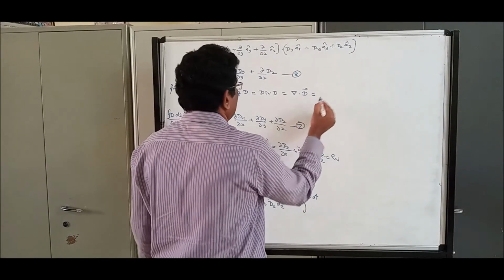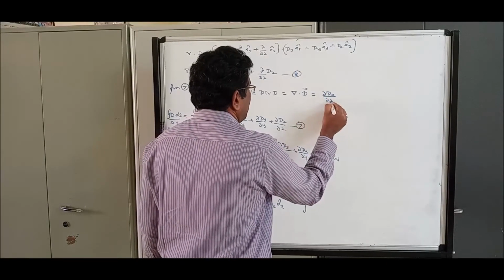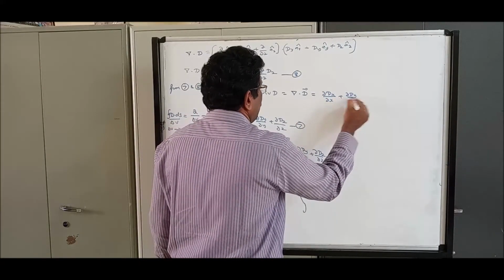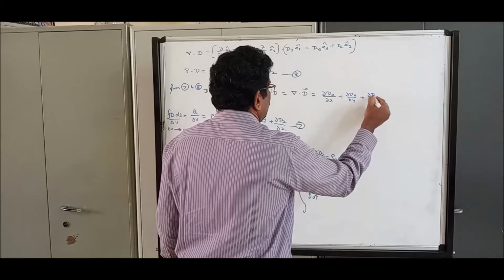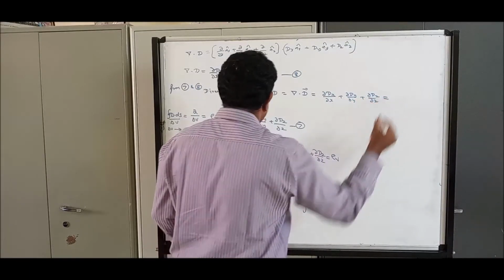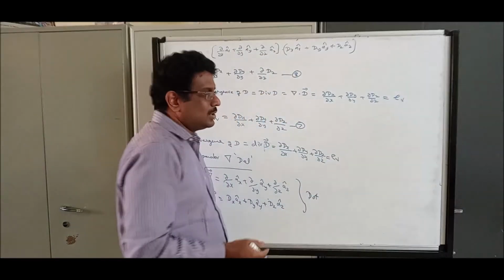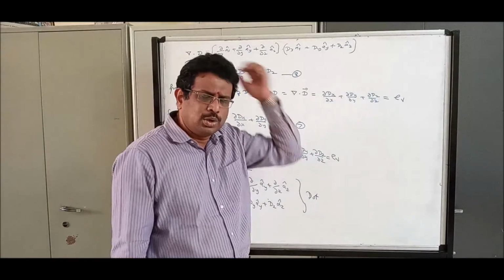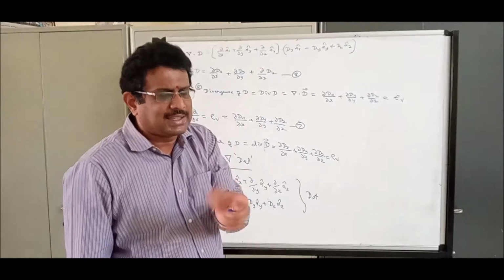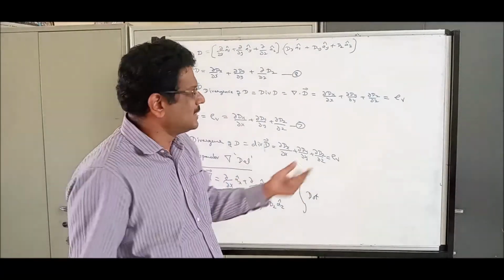Del dot D is equal to ∂Dx/∂x, ∂Dy/∂y, ∂Dz/∂z, which is equal to... who is he? Rho v. I told you it is a scalar. How do we know it is a scalar? If there is no ax cap, ay cap, no cap, then it is a scalar.